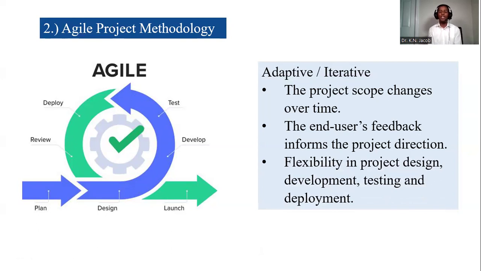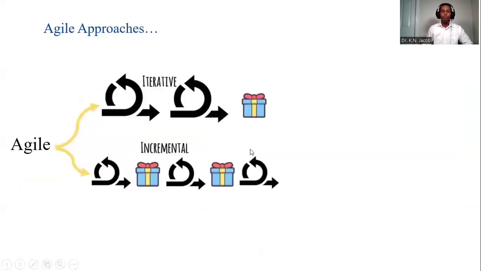Flexibility in project design, development, testing, and deployment. Adapting to change, to new information. Whatever we get along the way, we incorporate it in the project. Now, Agile has two broad approaches. And I'm going to use an example so that I make this clear. Iterative and incremental. These are the two approaches to Agile project methodologies.